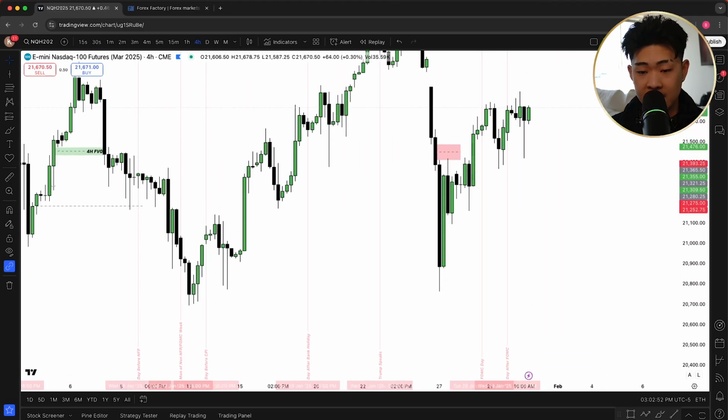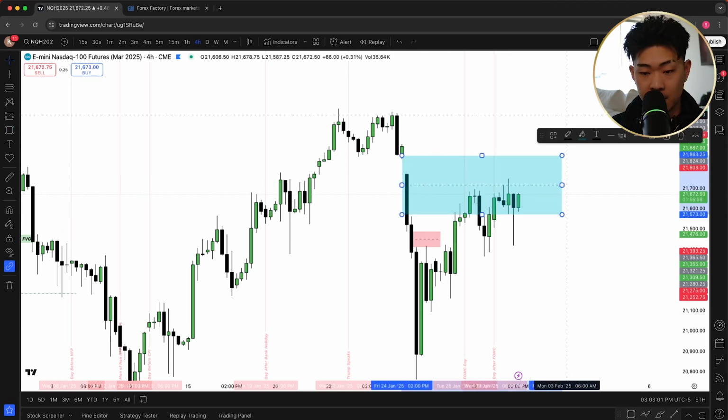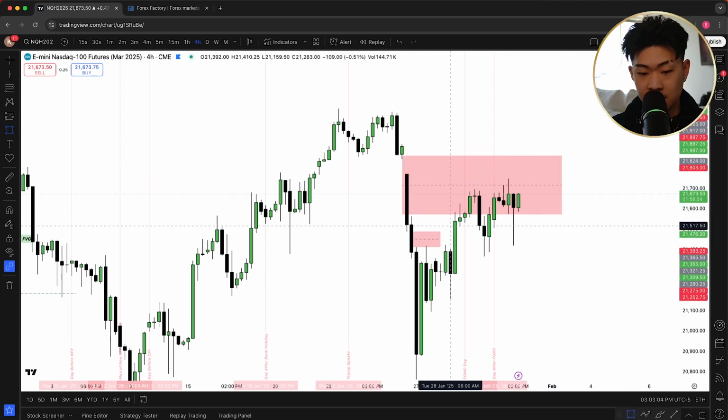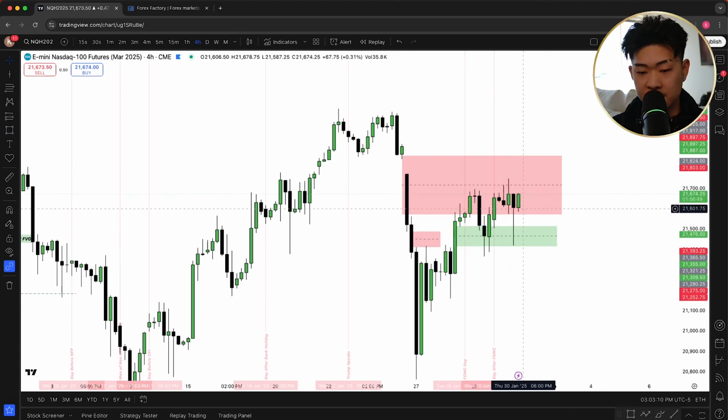Right here we have the day after FOMC, very small range, caught between this 4-hour fair value gap up here on the bearish side, and then we've got this bullish 4-hour fair value gap down here on the bullish side. And basically you see price just ranged between these gaps ever since FOMC day.